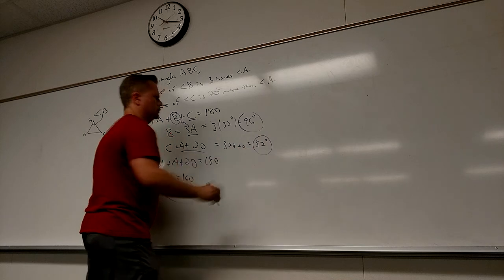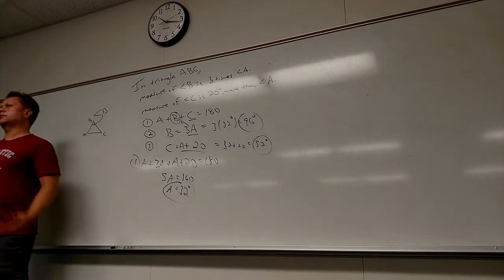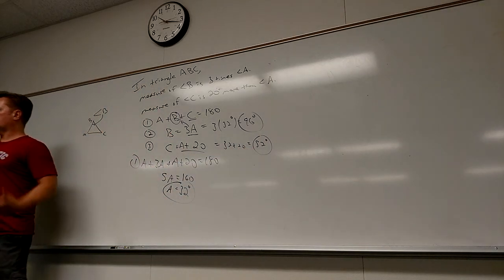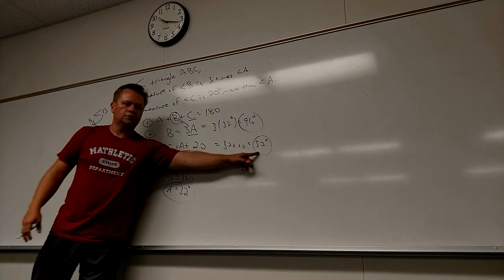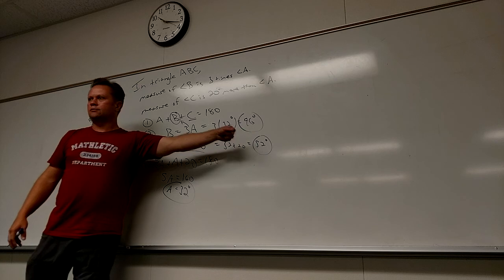How do you check to make sure this is right? Add them all up, make sure you get 180. That's what they're supposed to do, right? So 32 plus 52 is 84, plus 96 is 180.